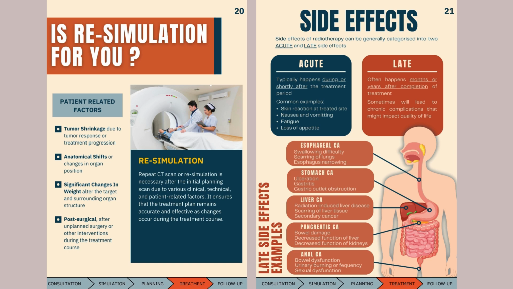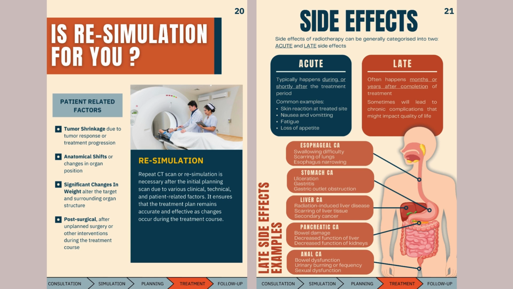Side effects. Side effects of radiotherapy can be generally categorized into two: acute and late side effects. Acute side effects typically happen during or shortly after the treatment period. Common examples are skin reaction at the treated site, nausea and vomiting, fatigue, and loss of appetite. Late side effects often happen months or years after the completion of treatment. Sometimes they will lead to chronic complications that might impact the quality of life.